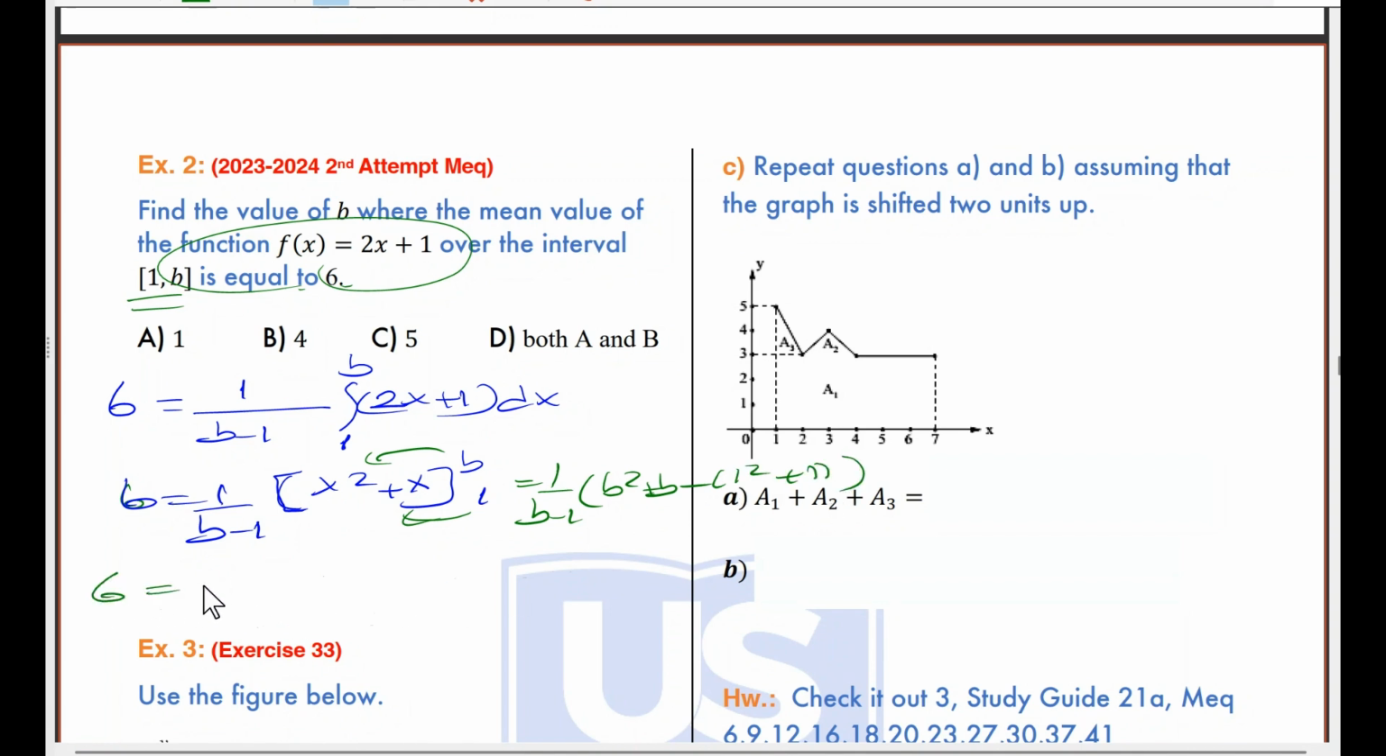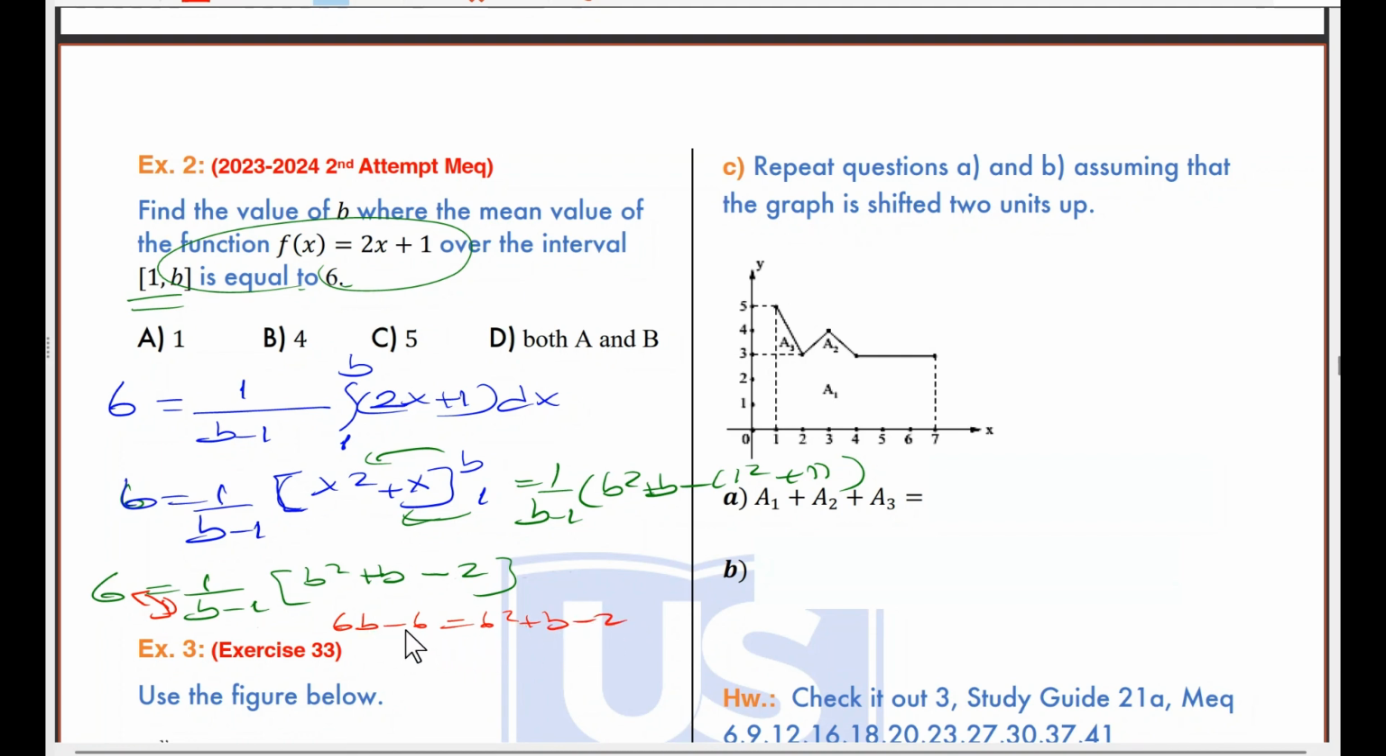Okay, 6 is equal to 1 over b minus 1. We are going to have b squared plus b minus 1 plus 1, which is 2. I don't want a fraction here. I don't want a denominator. So I want to remove it by cross multiplication. Multiply 6 by b minus 1. So 6b minus 6 is b squared plus b minus 2.